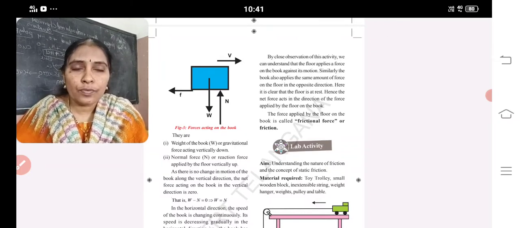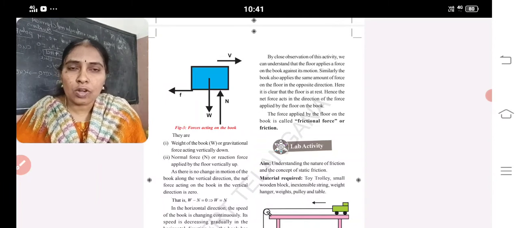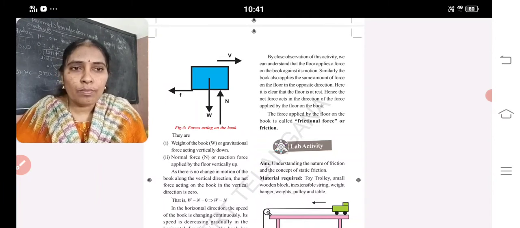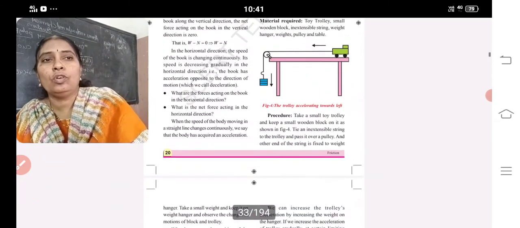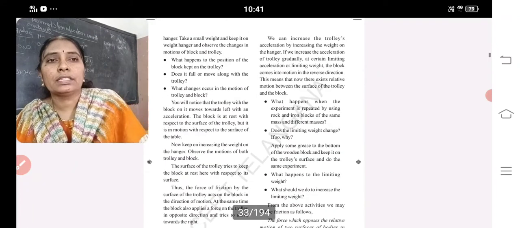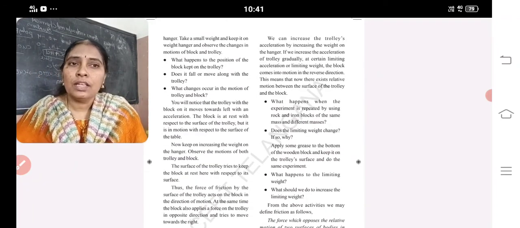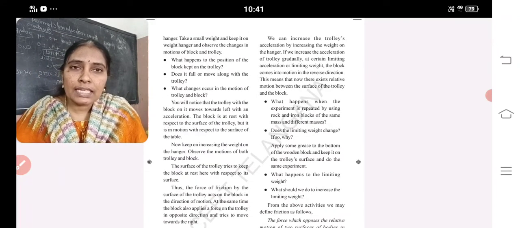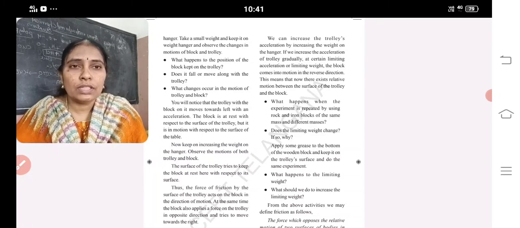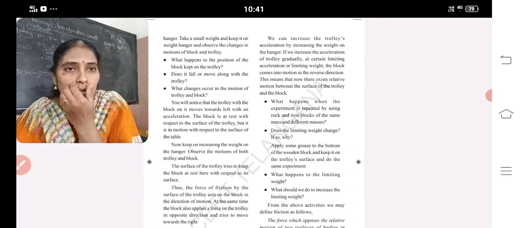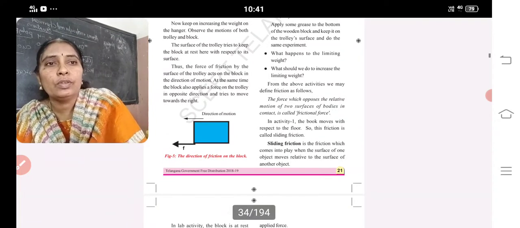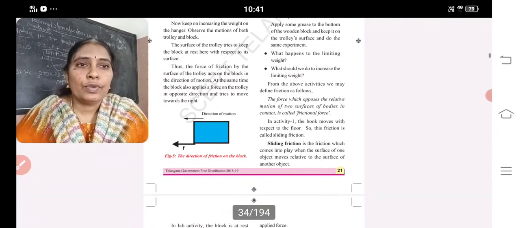What are the materials required? A toy trolley, small wooden block, inextensible string, weight hanger, weights, pulley and a table. All these materials we require. And what happens when we pull the trolley with the string? The wooden block also moves. From this simple example you can understand sliding friction.